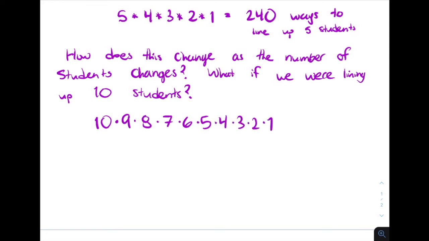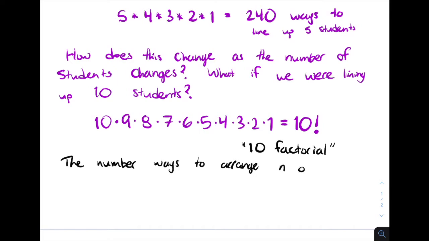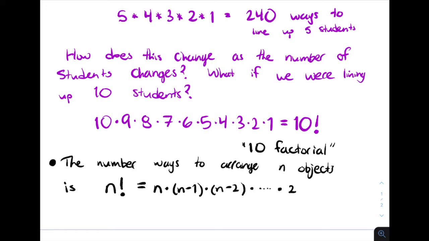And because this is a handful, we introduce our new operation called factorial. We denote that we're taking the factorial of some number with an exclamation point. In general, we'll say that the number of ways to arrange n objects is n factorial. Symbolically, n factorial is n times n minus 1 times n minus 2, all the way down to 2 times 1. I'll also note that 0 factorial is defined to be equal to 1.